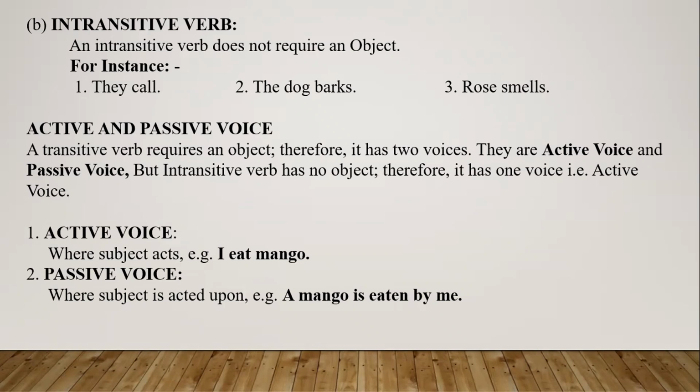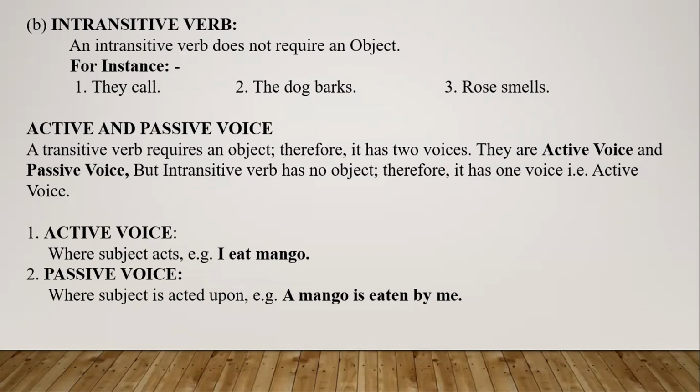Number two, intransitive verb. An intransitive verb does not require an object. They don't carry any kind of object. For example, they call. You can see they is the subject and call is the verb, but call is an intransitive verb. It doesn't need any object. Number two, the dog barks. The dog is the subject. Bark is an intransitive verb which doesn't need any kind of object. Number three, rose smells. Rose is the subject and smell is the verb, an intransitive verb which doesn't require any object.